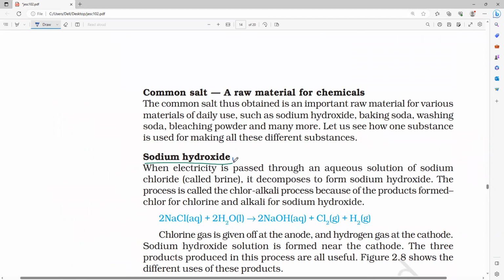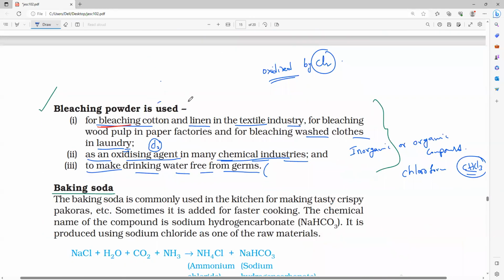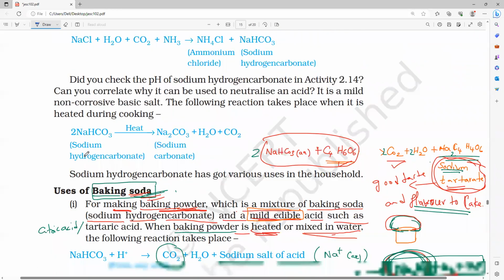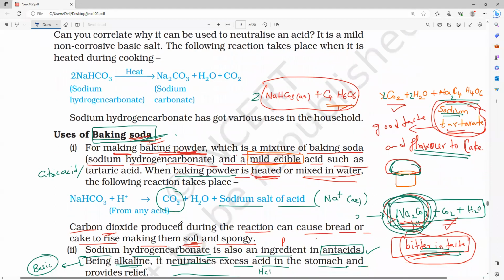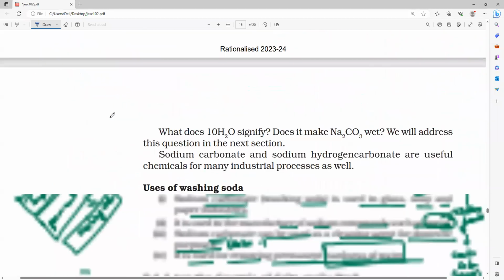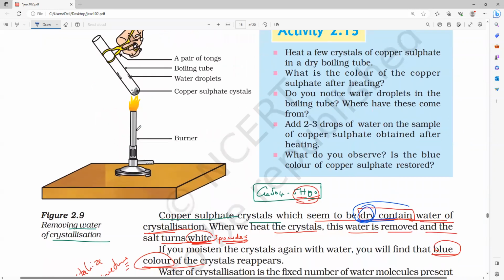So these are all the salts which are prepared with sodium chloride as the raw material. The first salt is sodium hydroxide, the second one is bleaching powder, the third one is baking soda. Baking soda, if you add an edible acid, it turns into what? Baking powder. Next one is washing soda, and that's all. These are the salts which are prepared from sodium chloride as a raw material.